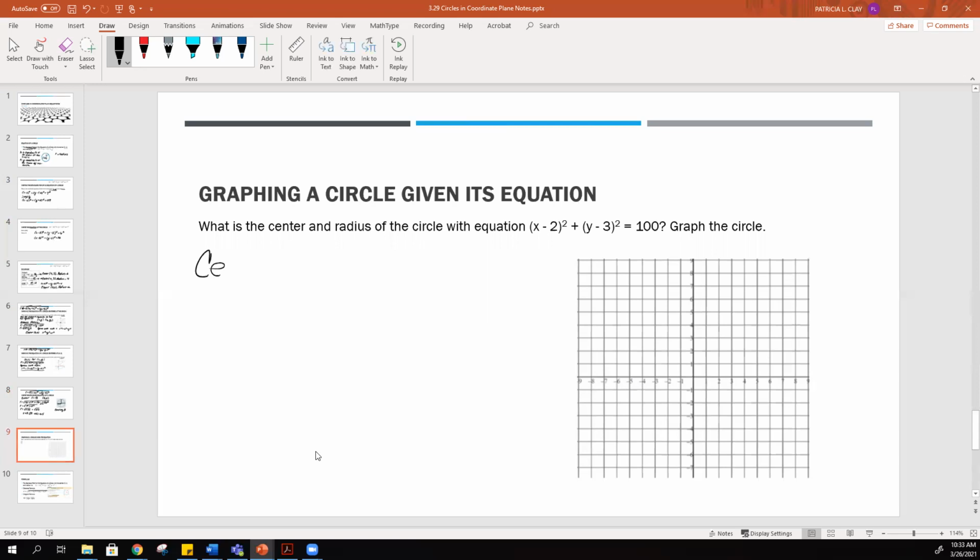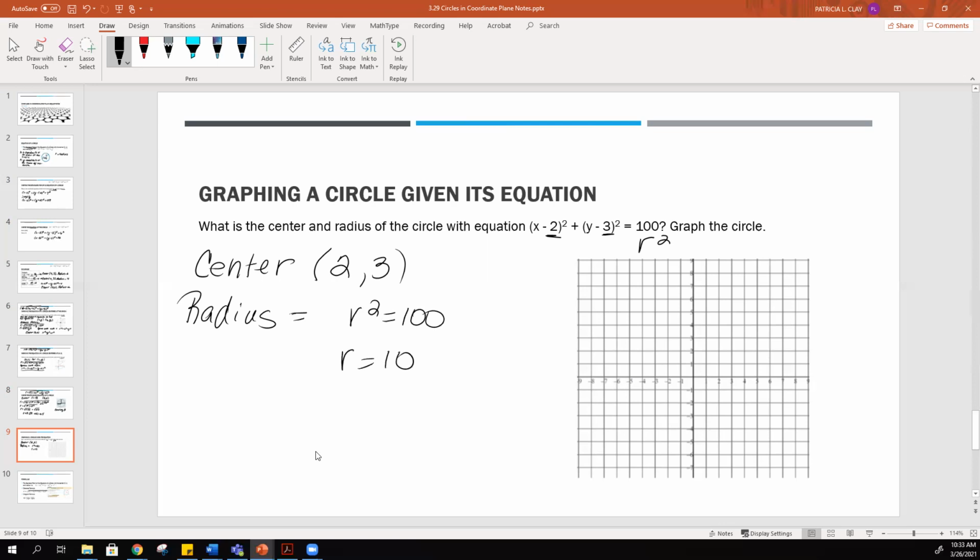So let's look at our equation. Does everyone remember our equation now? So we have it right here. So all we have to do is the center, remember it's minus, so that's just going to be 2, and it's minus, so that's just going to be 3. All right, now radius, in our equation, this is equal to r squared, right? So what's the square root of 100? 10. So we know r squared is equal to 100, so r is equal to 10.